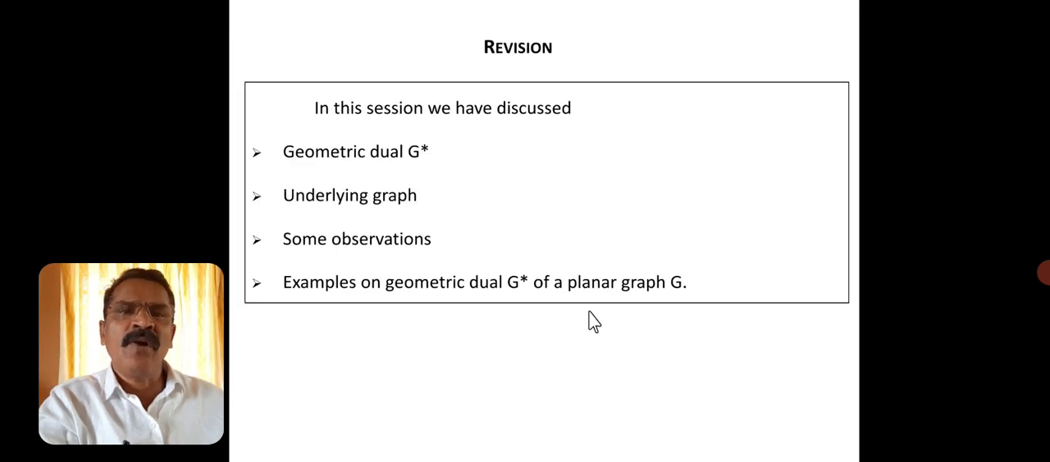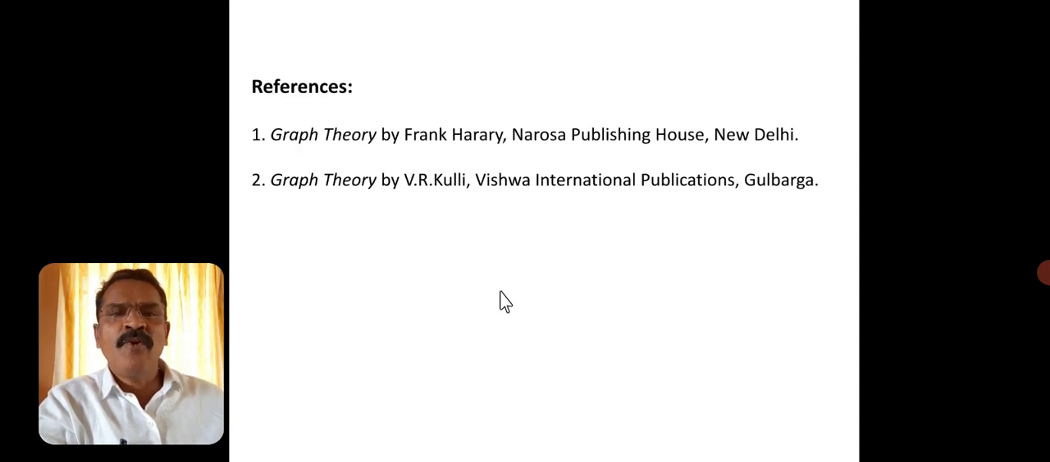Okay. So what we have discussed in this session: what is the geometrical dual of a plane graph, and what is the underlying graph, and some observations based on the geometric dual as well as the underlying graph. And we took some examples to clarify how to construct the geometrical dual as well as the underlying graph of the plane graph G. I hope you have understood these concepts.